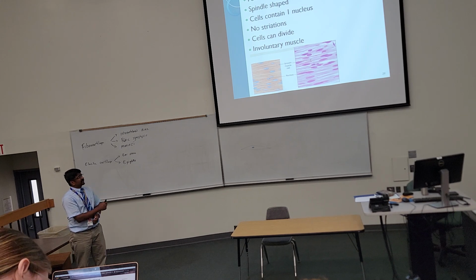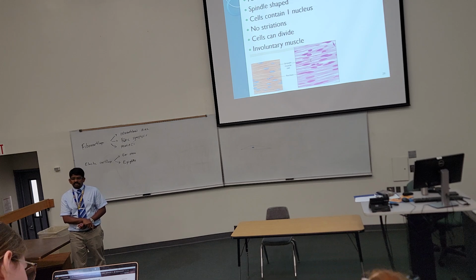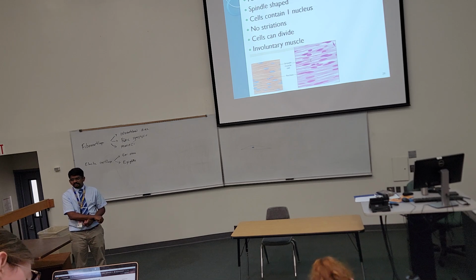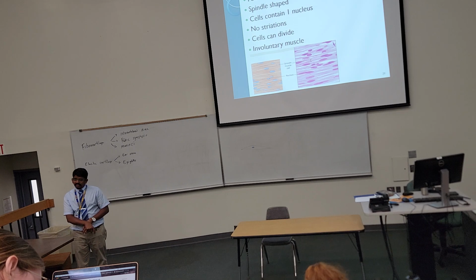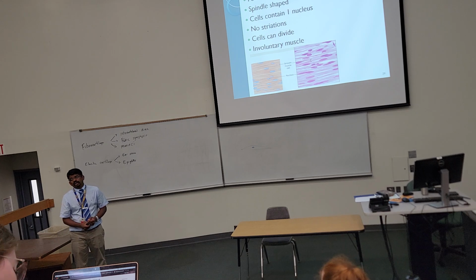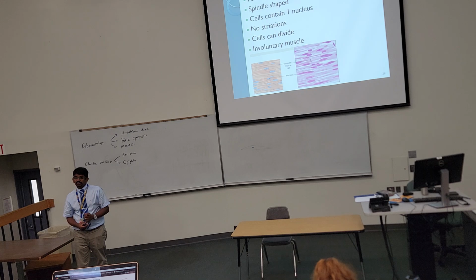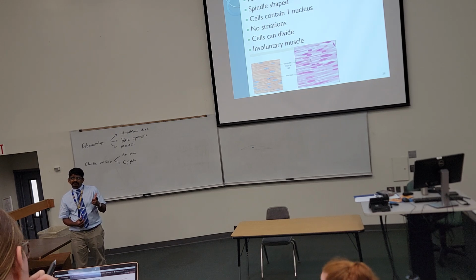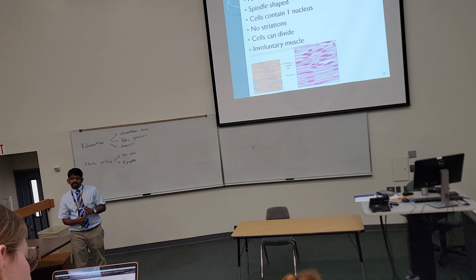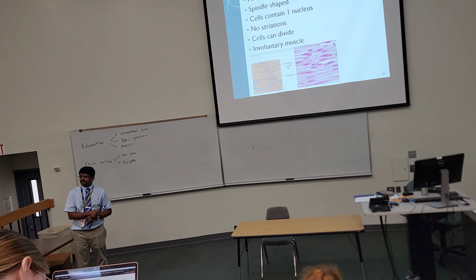So if a question asks which muscle cell has only one nucleus per cell, then you're looking for smooth muscle. Which one always has multinucleated cells? Skeletal, because cardiac is mostly one, but sometimes has two nuclei per cell. Which ones have striation? Cardiac and skeletal. Which ones are under involuntary control? Cardiac and smooth all the time. Is there any involuntary control of our skeletal muscles?